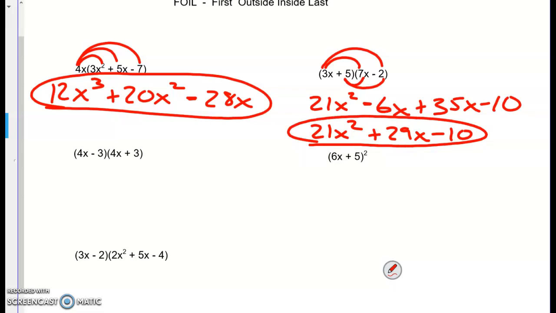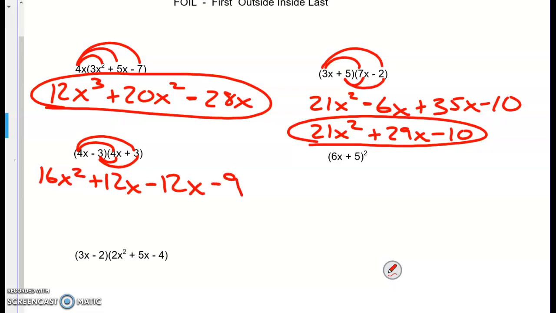Here, this represents a difference of 2 squares where the middle term is going to cancel out. But we're still doing the same thing. 4x times 4x is 16x squared. It can be written out the same way. 4x times 3 is 12x. And then negative 3 times 4x is negative 12x. And negative 3 times 3 is a negative 9.